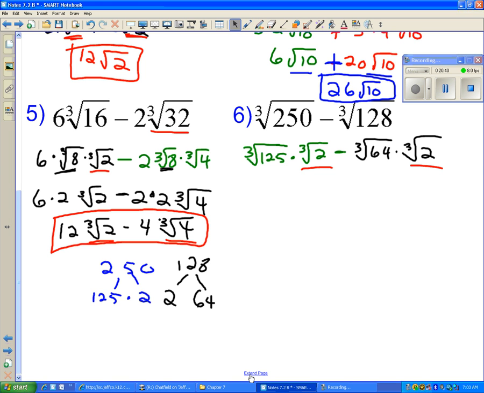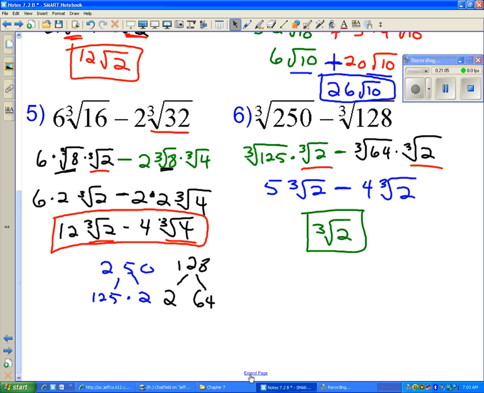So let's simplify. The cube root of 125 off of course page 706 is 5 cube root of 2, minus the cube root of 64 is 4 cube root of 2. 5 cube root of 2 minus 4 cube root of 2 gives me my final answer of 1 cube root of 2, but I don't have to write that 1, so I'm just going to write the cube root of 2.